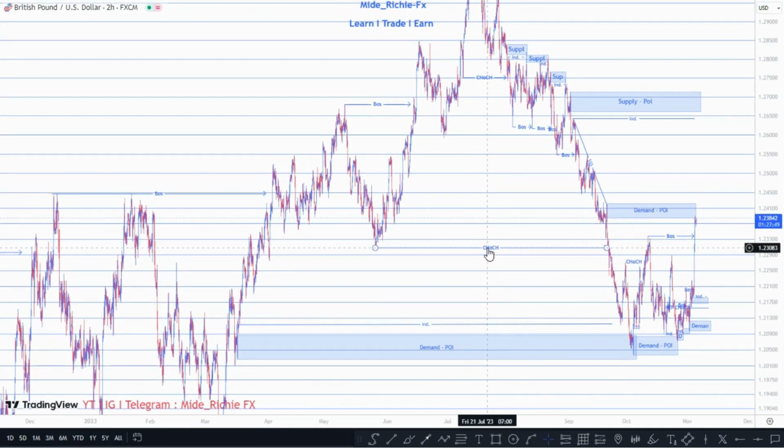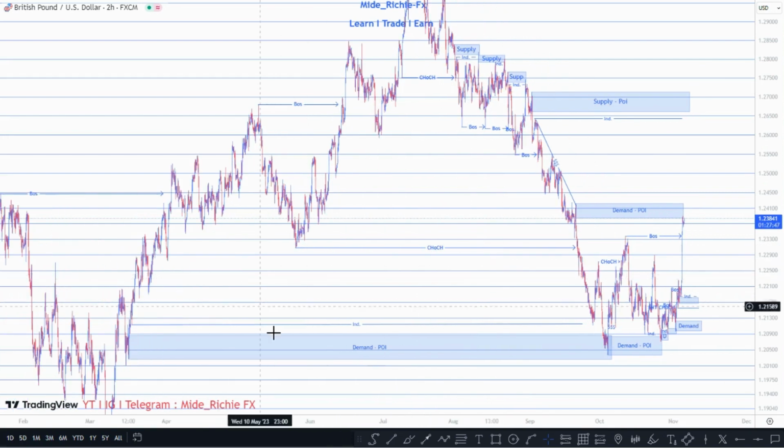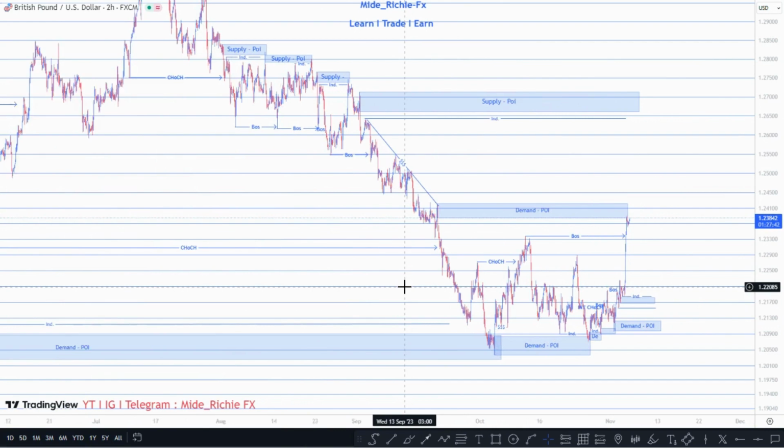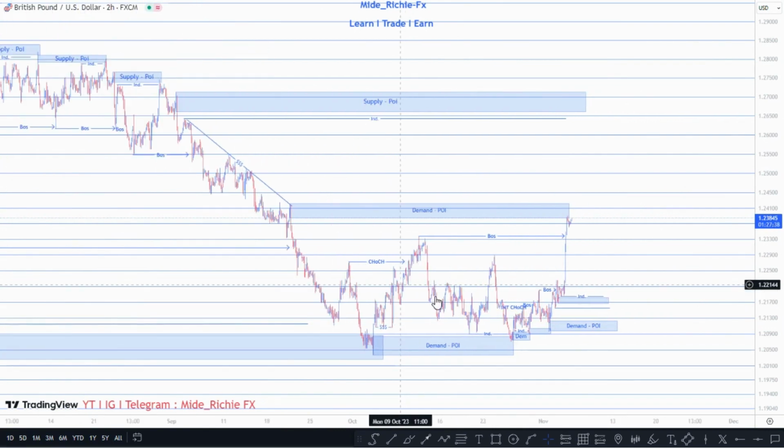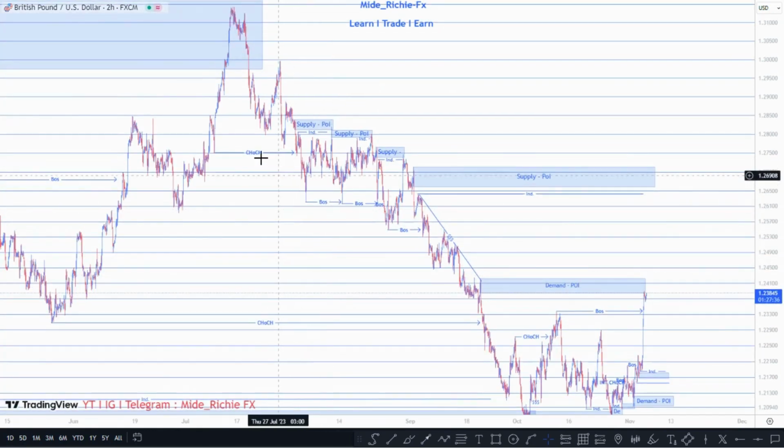So I'll take this one as a change of character for the market taking out this low, and I'll take this demand zone as a demand zone that will push price back to the unmitigated supply zone before we see the continuation of the sells. All right. So as you guys can see, we have a very nice change of character right here.